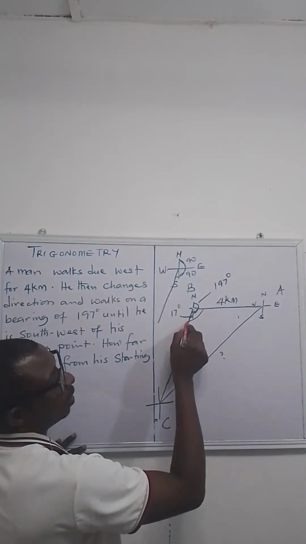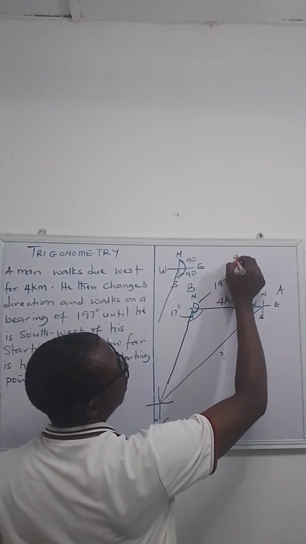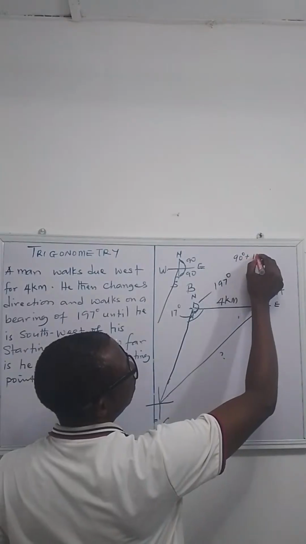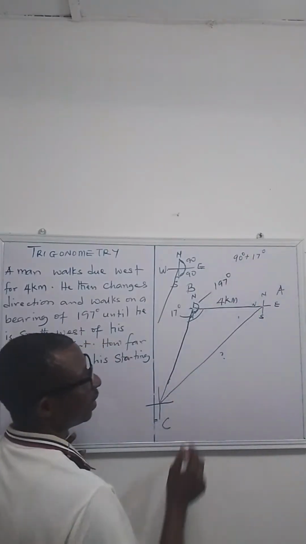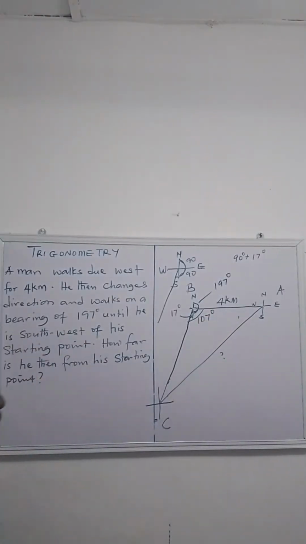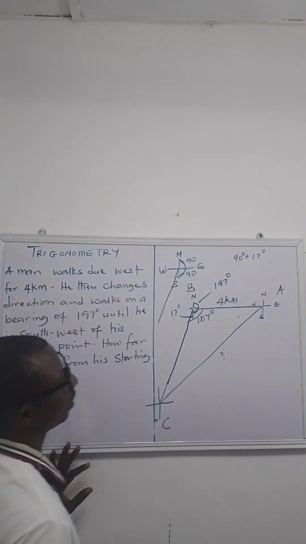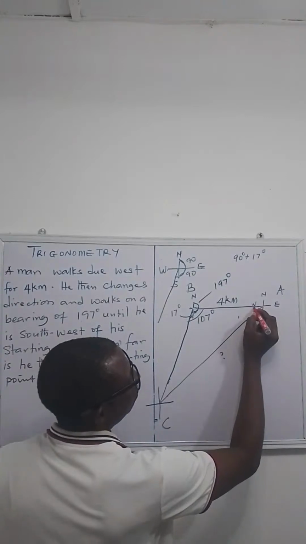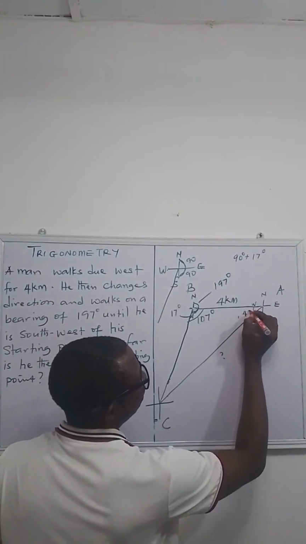So the total angle here is going to be 90 degrees plus 17 degrees, and that gives you 107 degrees. That's the angle we have there. Another thing we need to know: now look here, the angle here is 45 degrees.